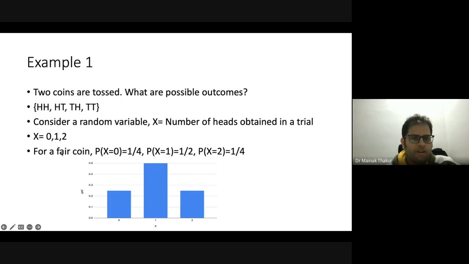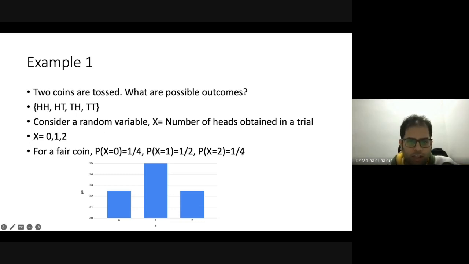So for a fair coin, the probability of X equals 0 is only this case, which is 1 by 4. X equals 1 corresponds to these two cases, both of them 1 by 4. So it is 1 by 4 plus 1 by 4, half. The probability of X equals 1 is half. The probability of X equals 2, two heads, is 1/4.